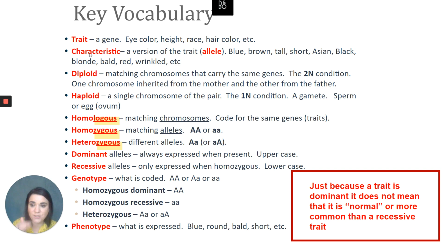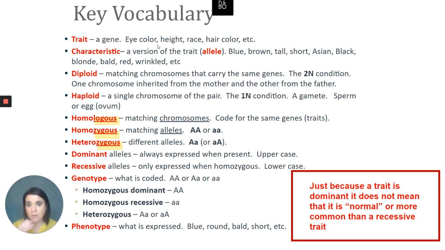Then we have the characteristic of the trait, the version of the trait, which would be the allele. And remember, you get 1 allele from your mom and 1 from your dad, because you get 50% of your genetics from your mom and 50% from your dad. So you are carrying 2 copies of every gene you have. And those versions, those copies, are called alleles. Okay, so an allele is a version of a trait.